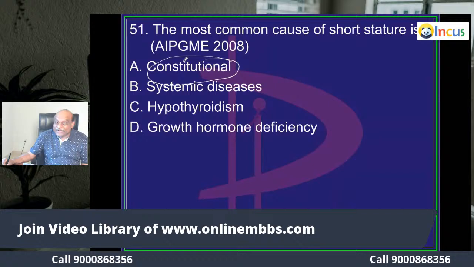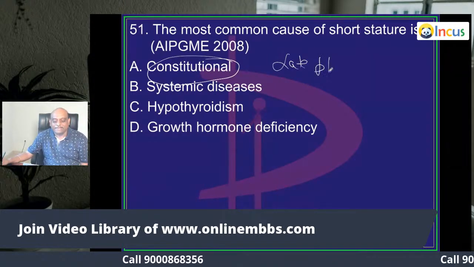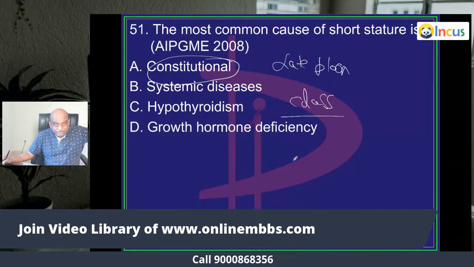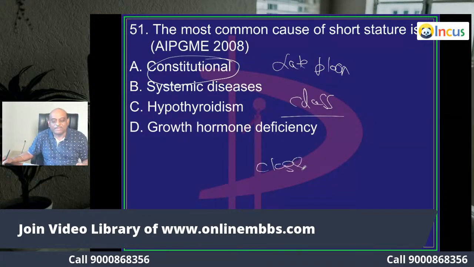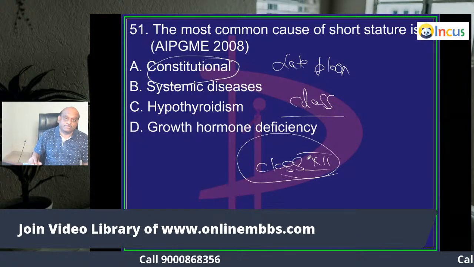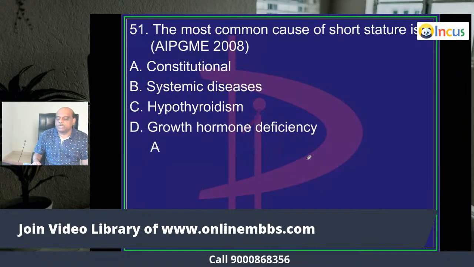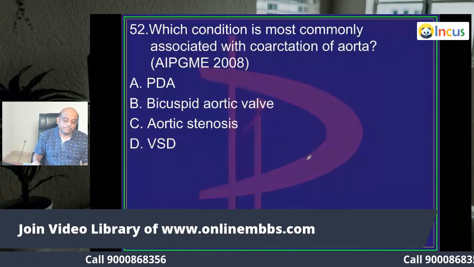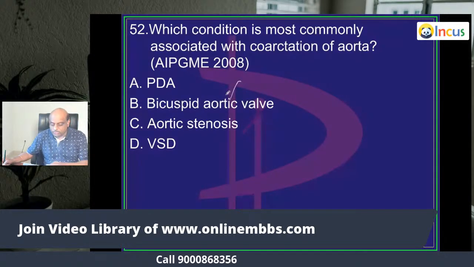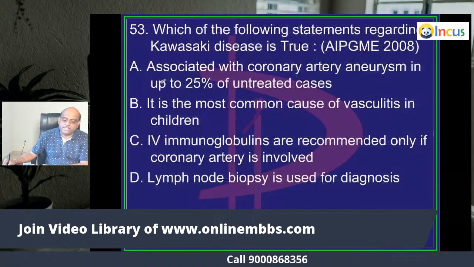The most common cause of short stature is constitutional. They are late bloomers. The shortest boy in class 8 becomes the tallest boy by the time he is in class 12. So be very sure, late bloomers are constitutional, which is the most common cause of short stature. Coarctation of aorta is often associated with PDA, patent ductus arteriosus.